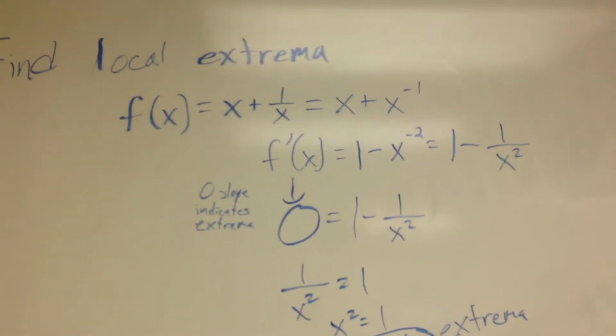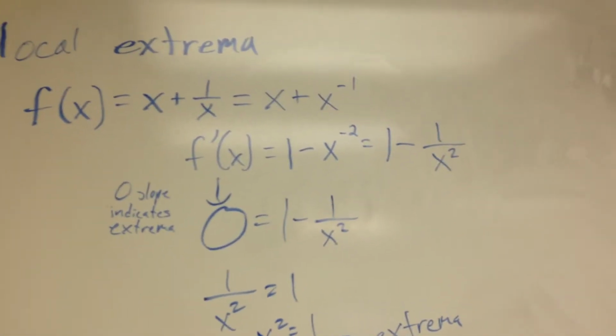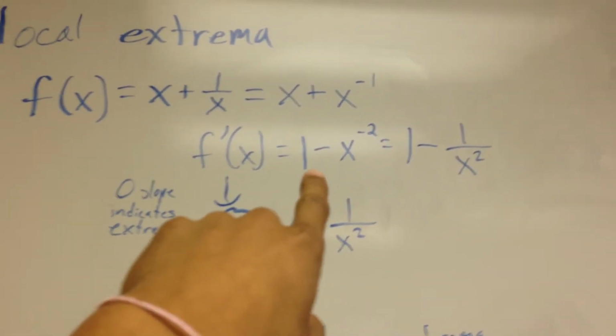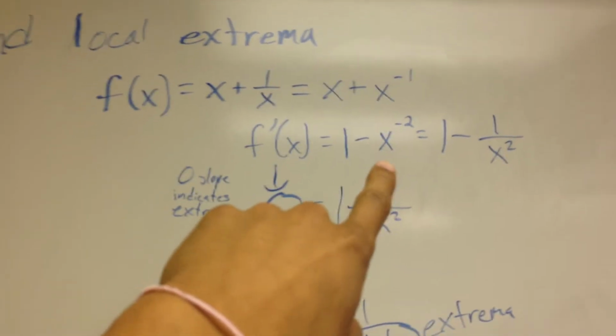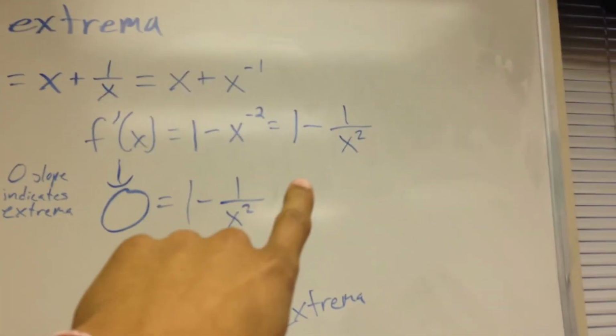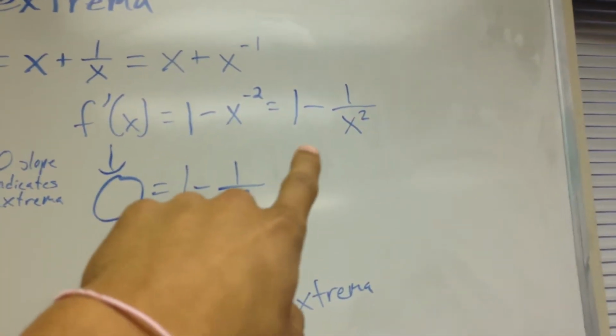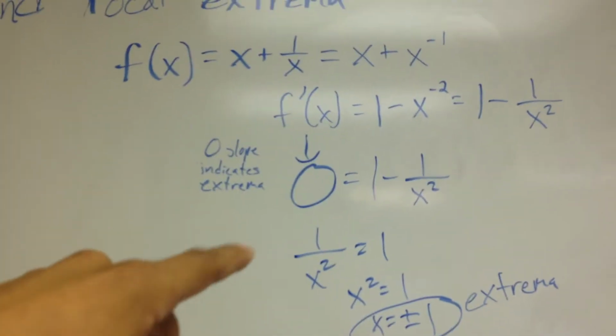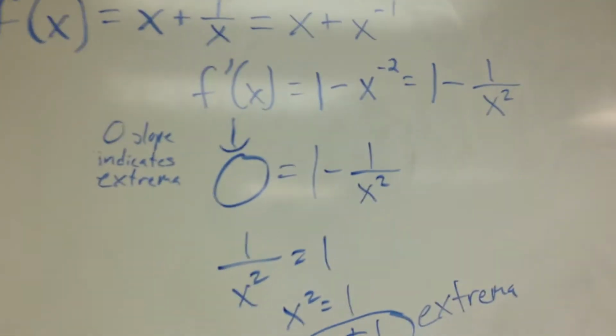So the derivative is 1 minus x to the negative second. And the reason we do that is because we move the power down, so we multiply by negative 1, and then we subtract 1 from the power, so that's where negative 2 came from. Now we transfer that into a form that's easier to solve for equations, which is 1 minus 1 over x squared.